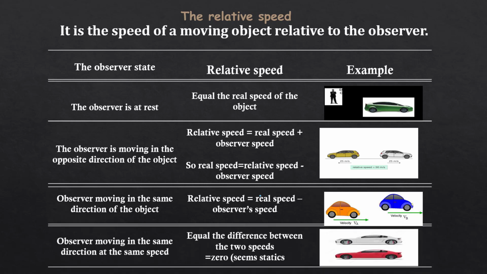The last case is when the observer is moving in the same direction at the same speed. The relative speed will be 0, because the two speeds are equal and the difference between the two speeds equals 0. So we will see the car at rest. So when two cars move in the same direction with the same speed, the two cars see each other at rest because the difference between the two speeds equals 0.